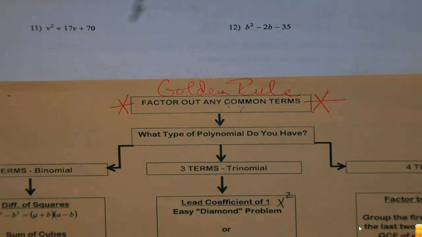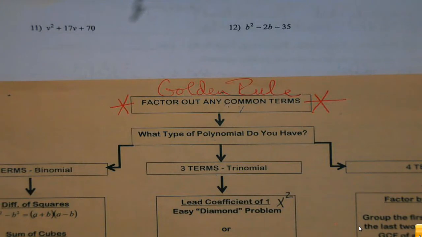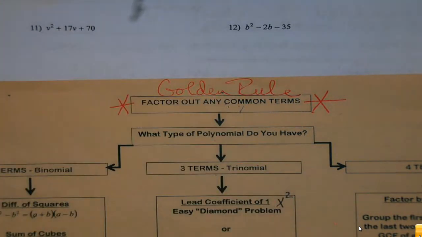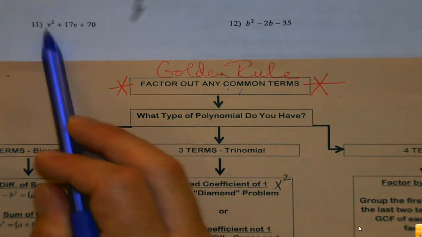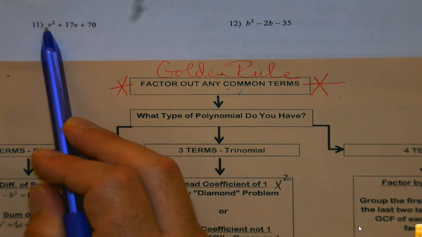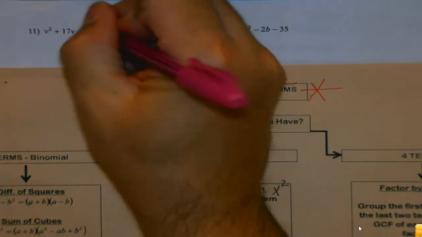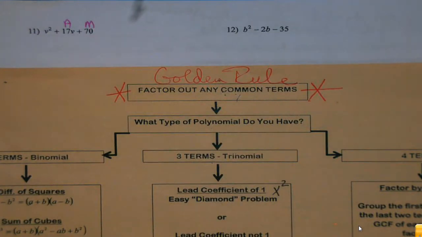So, all right. Always check my golden rule first. First two have v, last one doesn't. I cannot take a v out. Nothing goes into 17 and 70 nicely. Okay. So, we're at a trinomial. My lead coefficient is 1. There's no number in front of my v squared. So we're looking at this like we would a diamond problem, which again is multiply to get the number on the end, add to get the number in the middle.